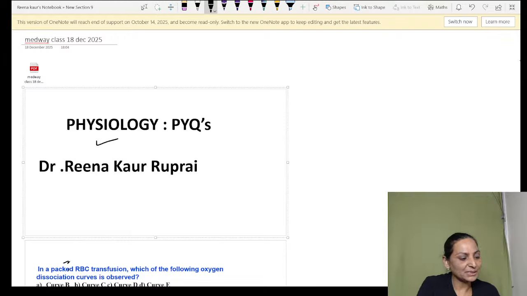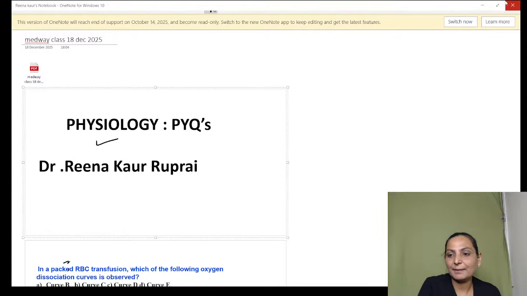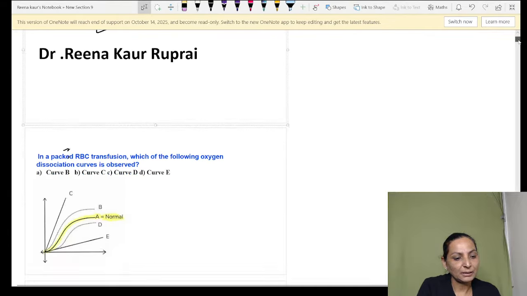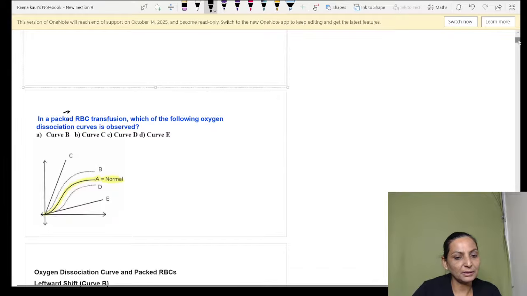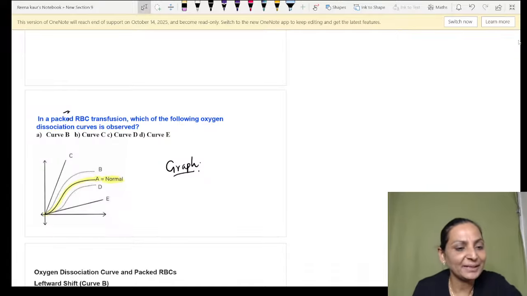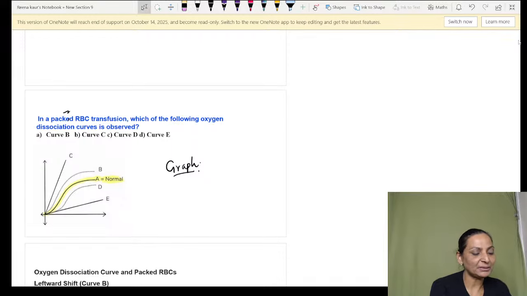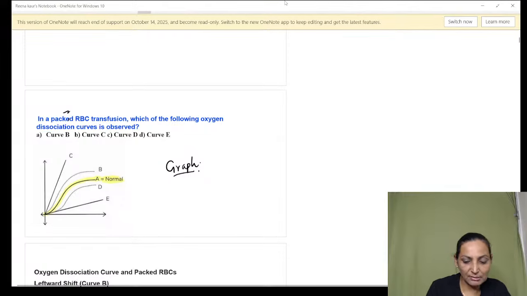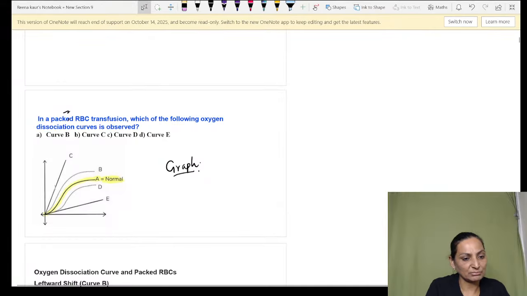Now the first MCQ is in the form of a graph. All okay? I'm audible, visible? So see, this is one of the very favorite questions which come up very repeatedly, that is on the oxygen dissociation curve. So repeatedly you're going to get this question in the exam.